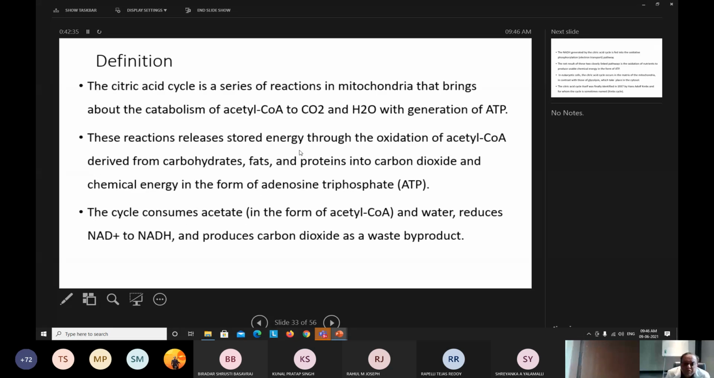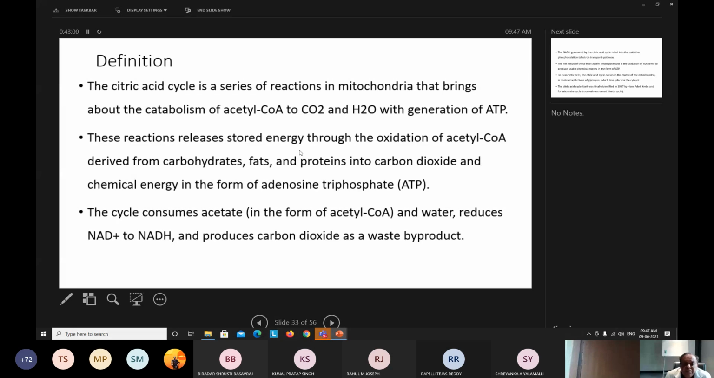So what is the definition for that one? It is a series of reactions in mitochondria that brings about catabolism of acetyl CoA to form carbon dioxide and water molecule with the generation of ATP. This is the definition for the citric acid cycle.